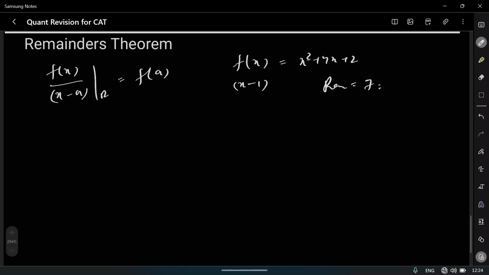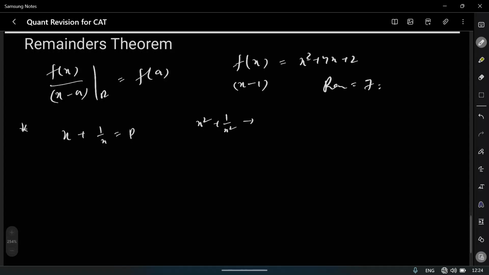There are some special cases in here. These are frequently asked during CAT. Okay, given x plus 1 by x equals p, just find x square plus 1 by x square in terms of p.